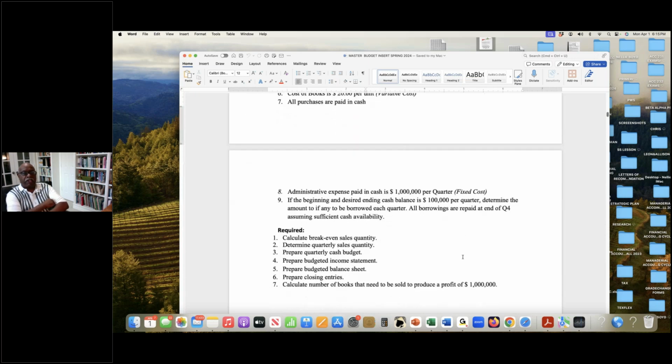So with this information, I want you to first of all calculate the break-even sales quantity. Then we'll determine the quarterly sales quantity. We prepare a quarterly cash budget. Then we're going to do a budgeted income statement and a budgeted balance sheet, which is what the bank wants to see. They want to see the cash budget, a budgeted income statement, and a budgeted balance sheet. Then we're going to prepare some closing entries. We may do the regular operating entries too. Then finally, we calculate the number of books that need to be sold for $1 million.